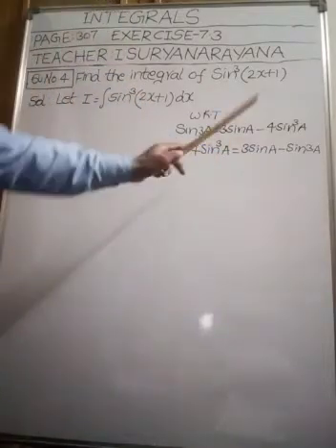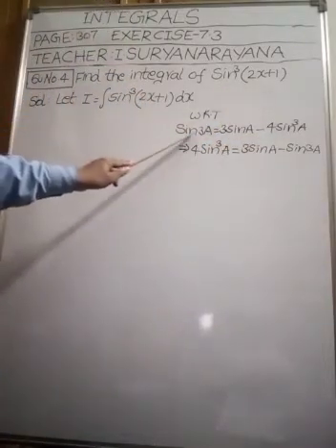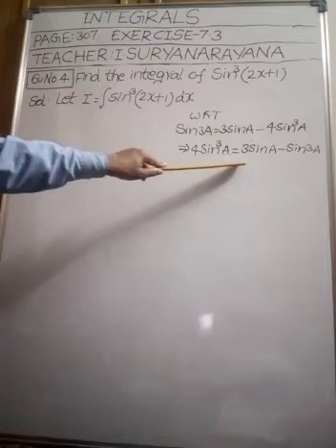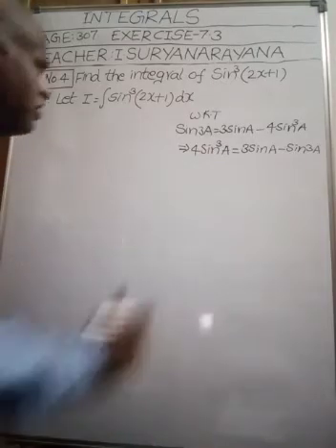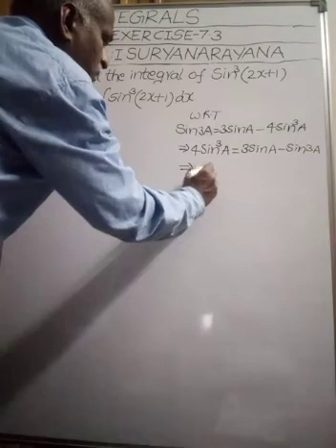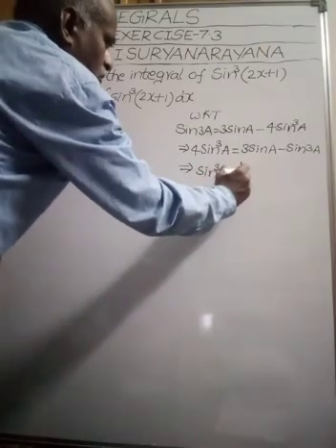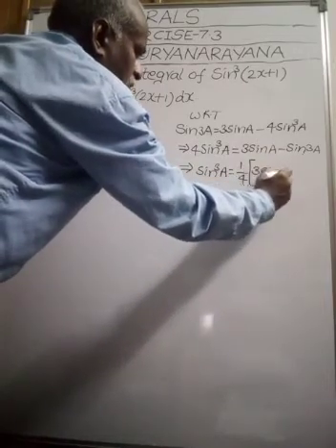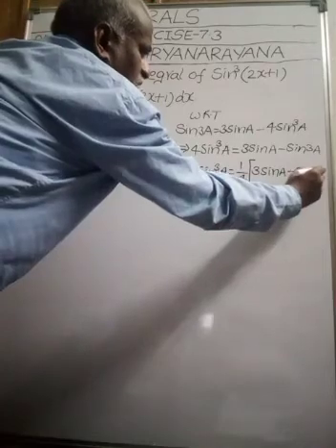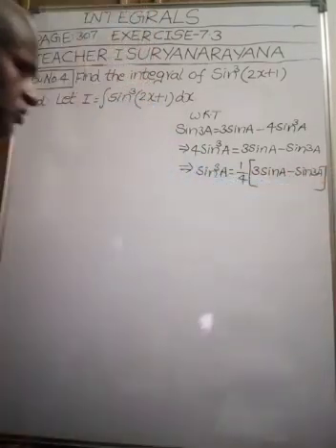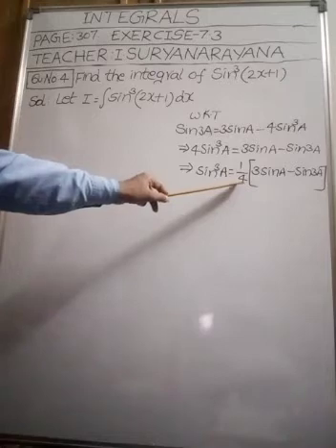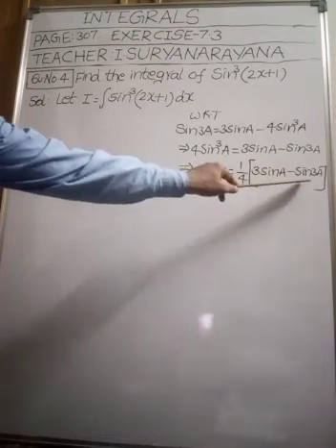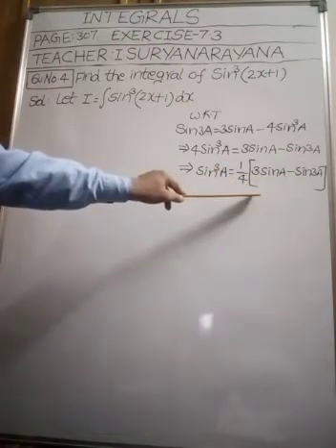I transposed this term to the LHS and this term to the RHS. Then we got this step. Understood this step, my children? Now this implies sin cube A is equal to 1 by 4 of 3 sin A minus sin 3A. I transposed this 4 to the RHS, so it becomes 1 by 4. Understood this trigonometric identity, my children?